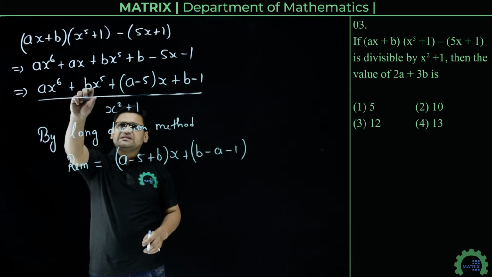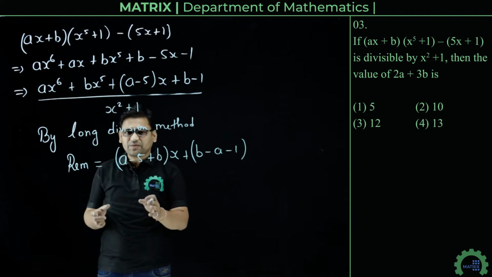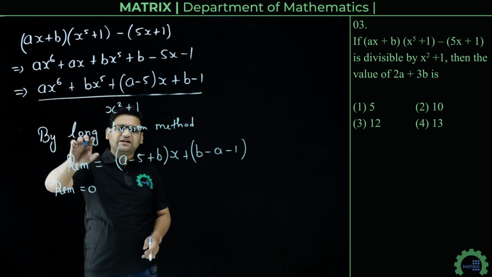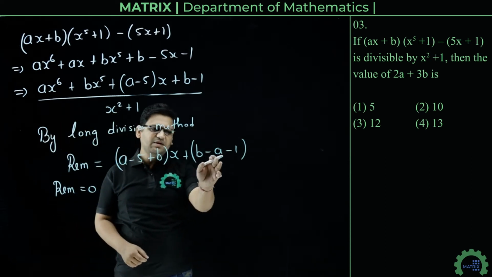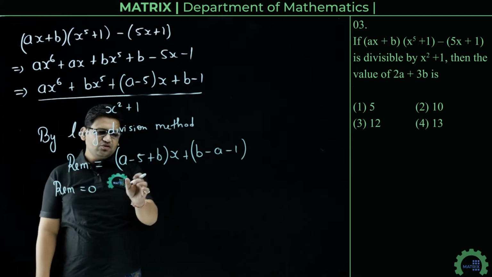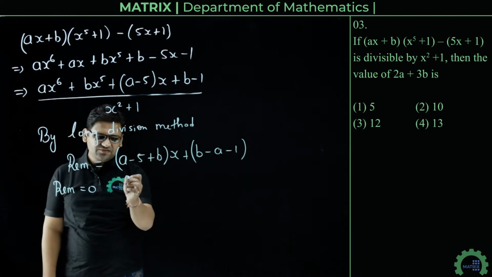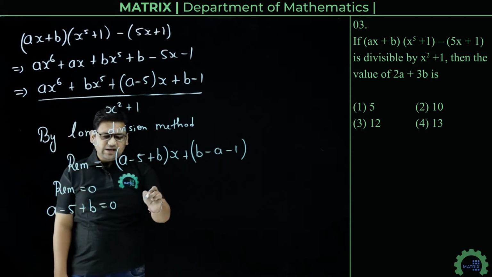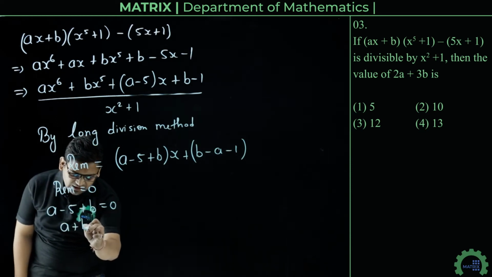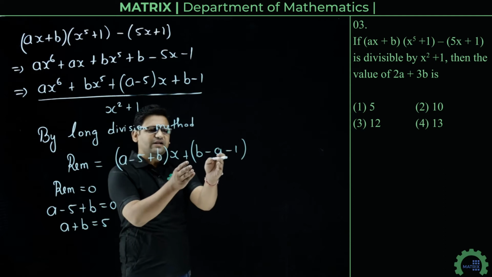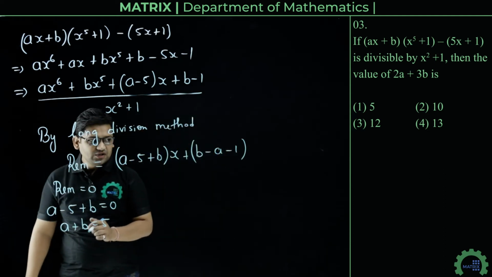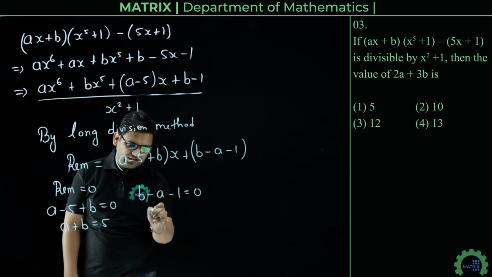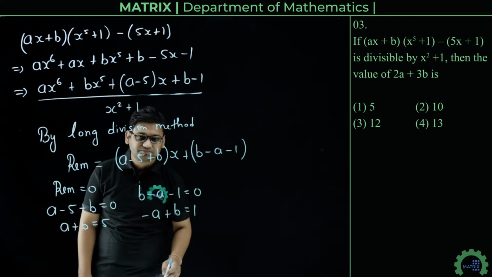And we know that this expression is completely divisible by x^2 + 1, so the remainder should be 0. So the coefficient of x should be 0. That is, we can write a - 5 + b = 0. So from here we can write a + b = 5. Again, the constant term b - a - 1 should also be 0. So we can write -a + b = 1.